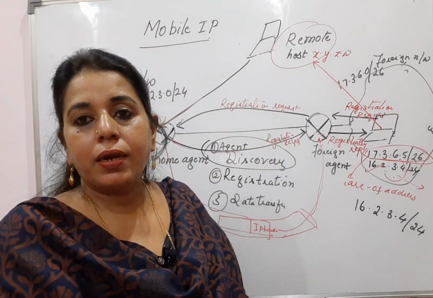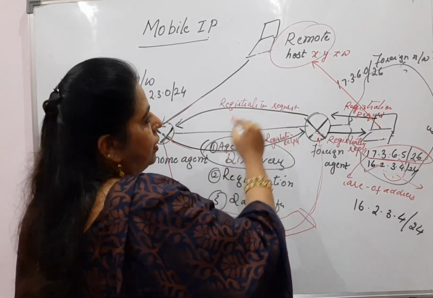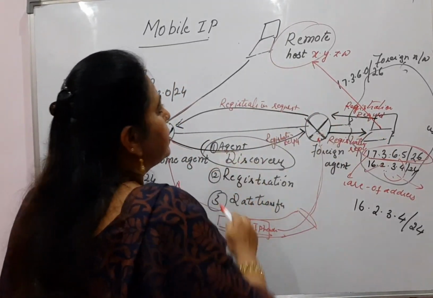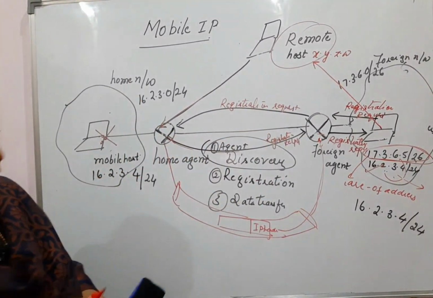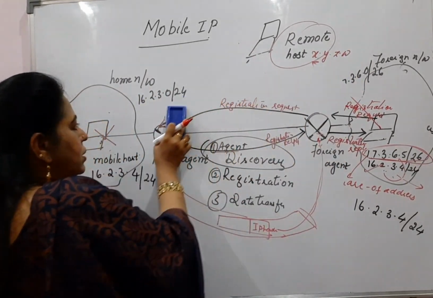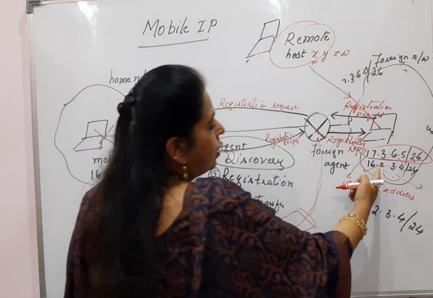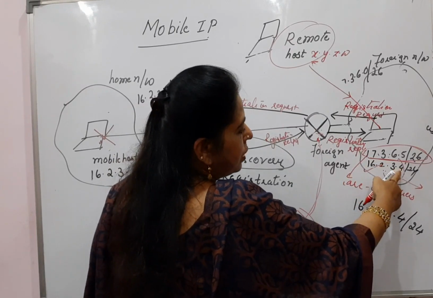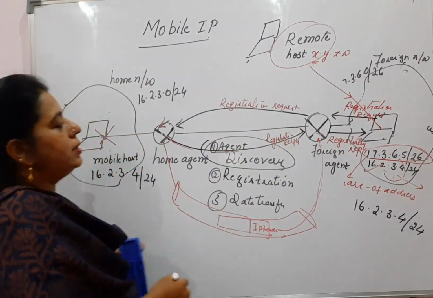So it can use that address and it will send directly to the remote host. But look here, initially before this, whatever packet this host was receiving, it received via the home agent only. Rather than that, we would have preferred the remote host to send directly here, but that is not possible, because this IP address is of the mobile host, 16.2.3.4, that is known to the remote host, that is the home address. So that's the reason here.